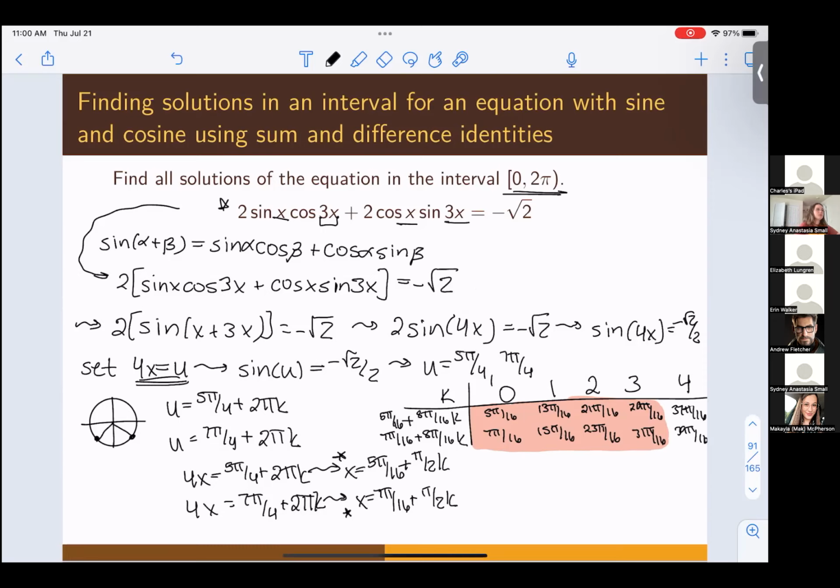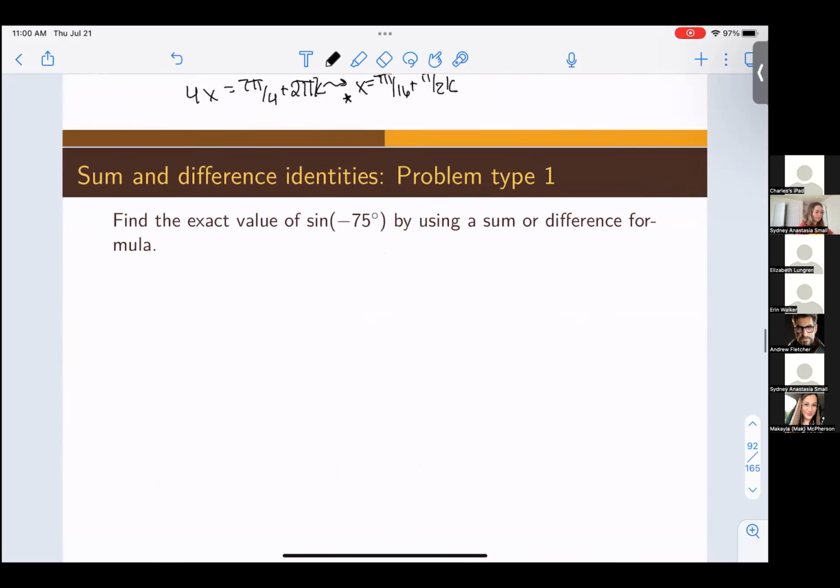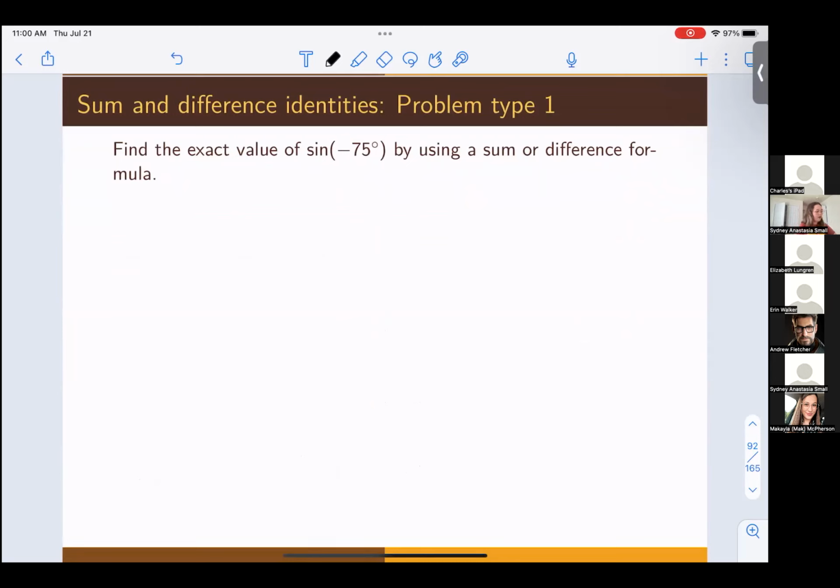Okay, let's do one that's a little tamer. We want to find the exact value of negative 75 degrees by using a sum or difference formula. Okay, so if you have your unit circle memorized, you'll recognize that negative 75 degrees is not a special value on our unit circle. We can't just use old values that we recognize to try to figure out what this is, because we don't know anything about 75 degrees. We don't know anything about its reference angle, 15 degrees. We don't know what to do with this one. And notice I said exact value.